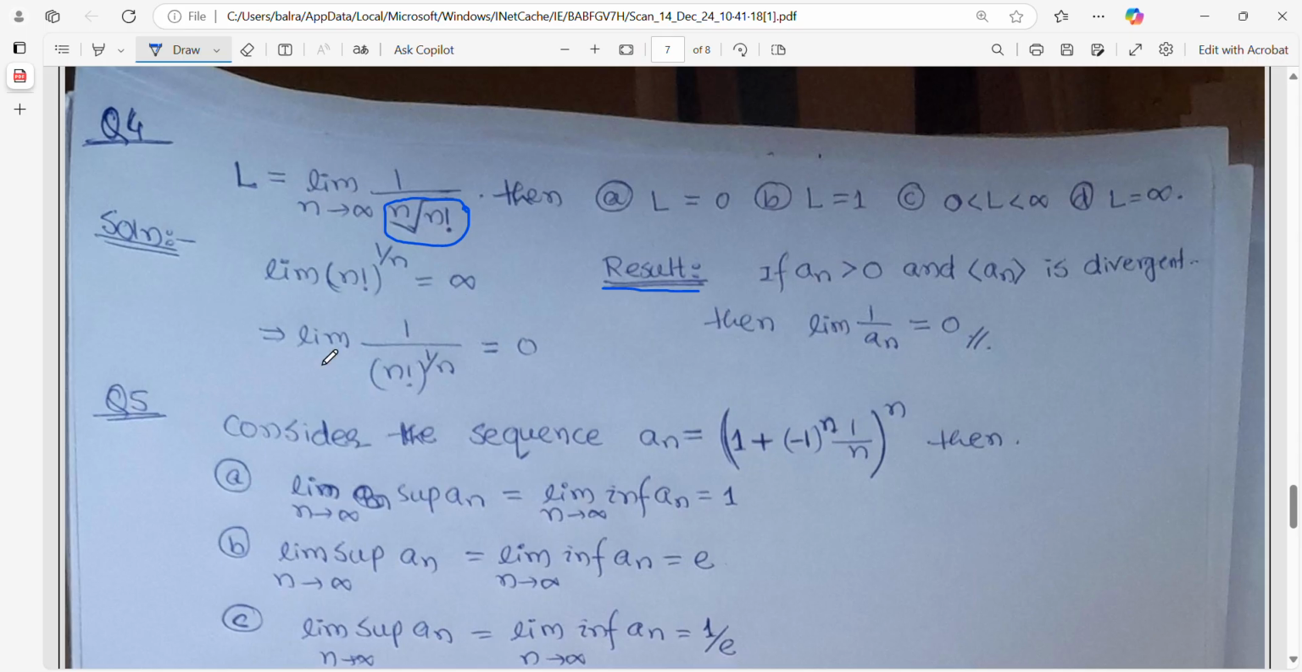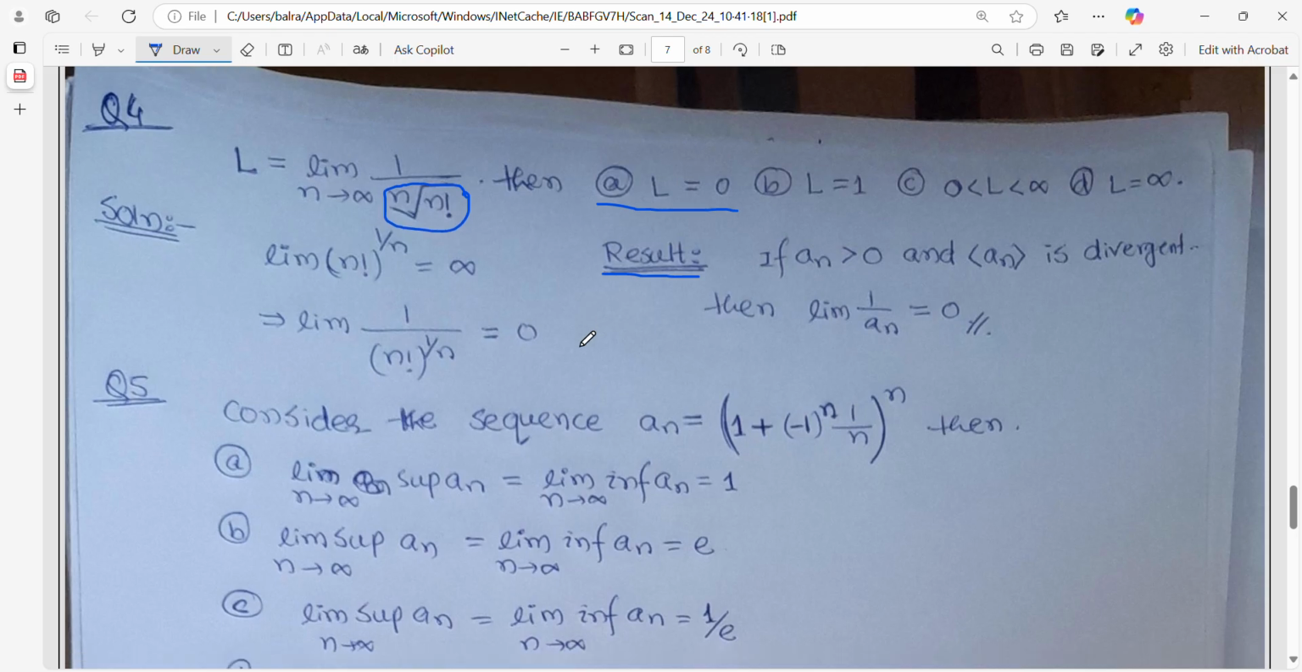Limit of 1 by n factorial to the power 1 by n is equal to 0, since 1 by infinity is 0. Since it is infinity, meaning divergent, by this result it is 0. So which option is correct? L is 0, so option A is correct.